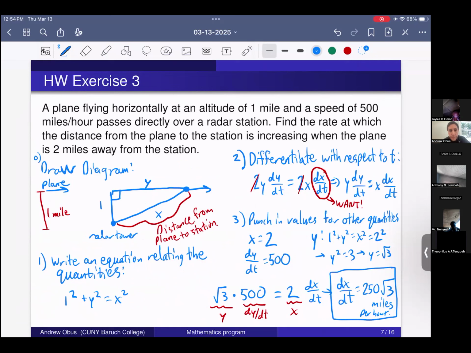Hello? Hello, yeah, Rush? Yeah, I have a question. I don't know how to get the 250 root of 3 miles per hour. Oh, here, well, we're just solving this equation, right? So we're solving for dx/dt, so I'm just dividing by 2 on both sides. Right, this is 2 dx/dt equals 500 times root 3. So dx/dt, I just divide by 2, so it's 250 times root 3. Is that okay? So, okay, yeah, I understand. Great. Other questions?